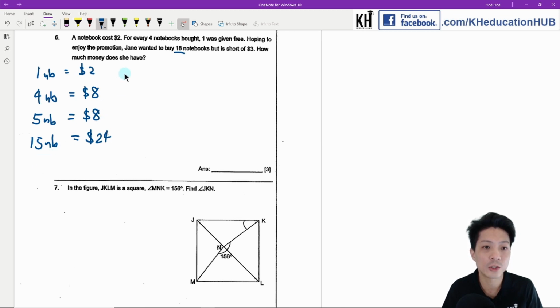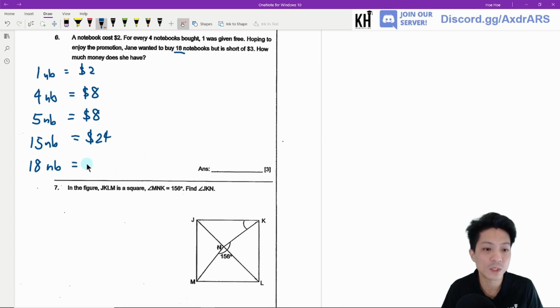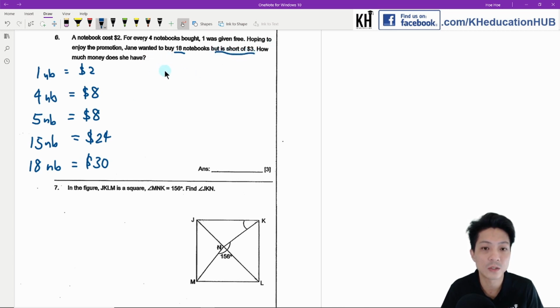If I were to buy 3 more, I cannot enjoy the promotion of buying 4 and get 1 free. So for 18 notebooks, I need to buy another 3 more. If 1 is $2, 3 will be $6. Adding $6 to this will be $30. But she is short of $3. So how much money does she have? It will be 30 minus 3, which is $27.